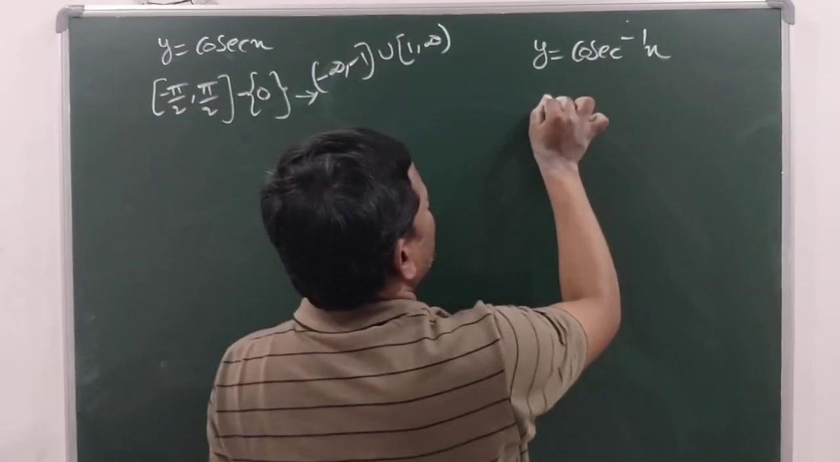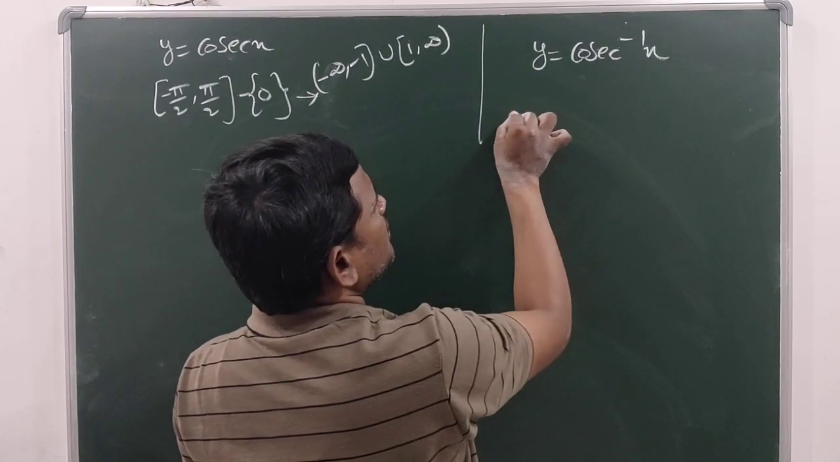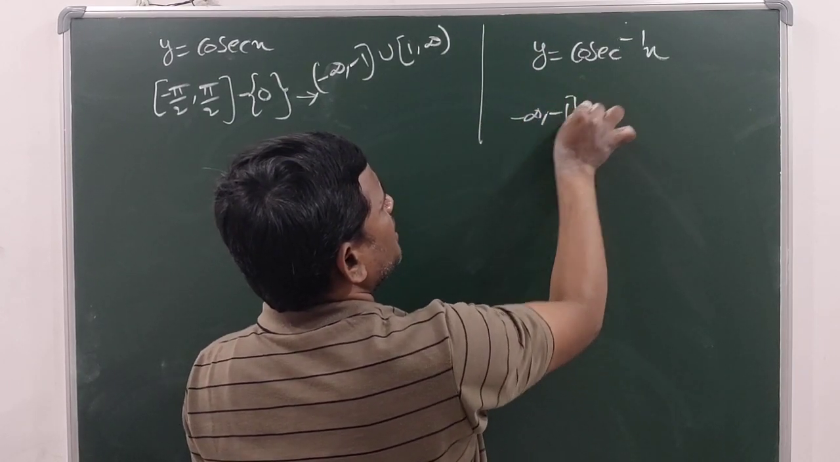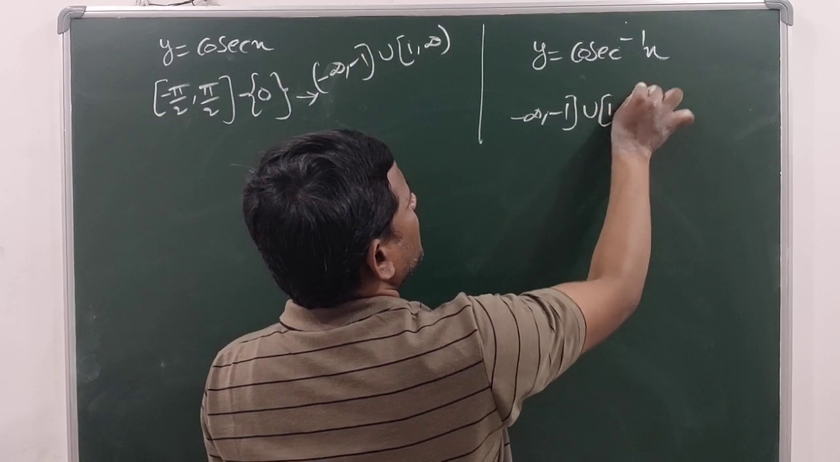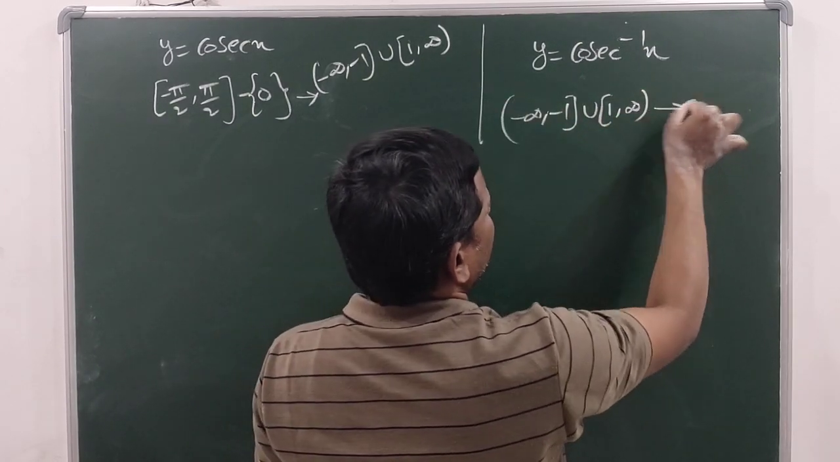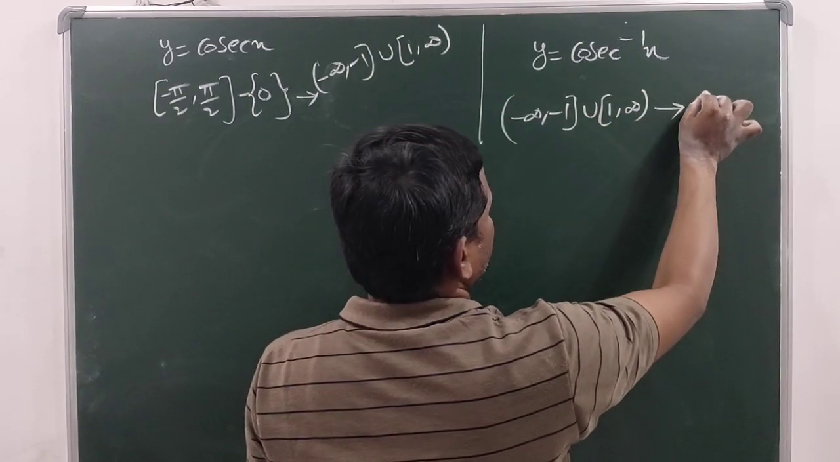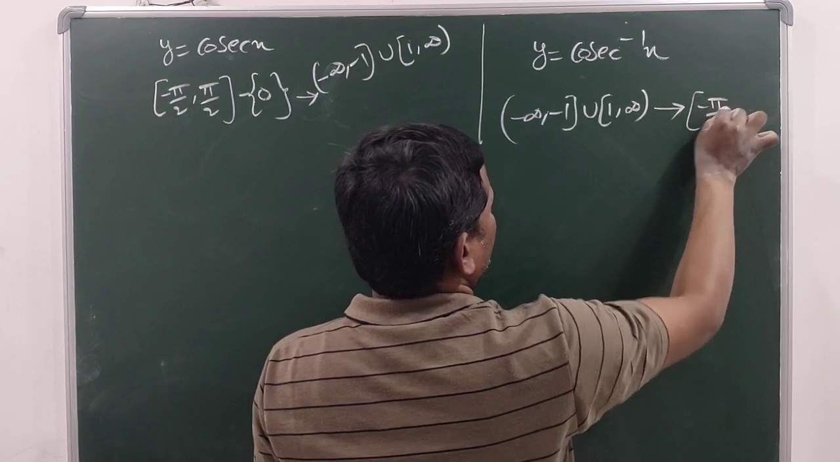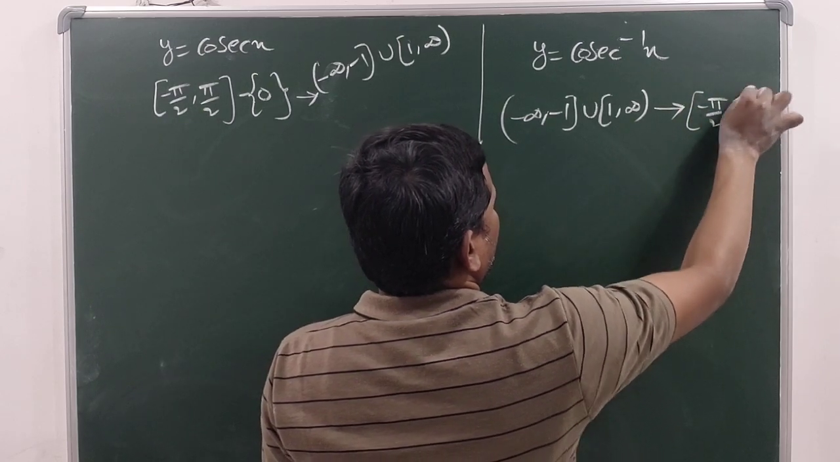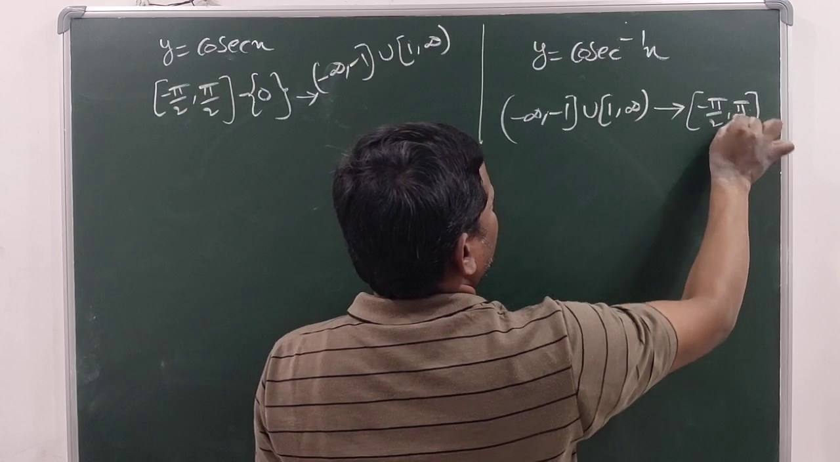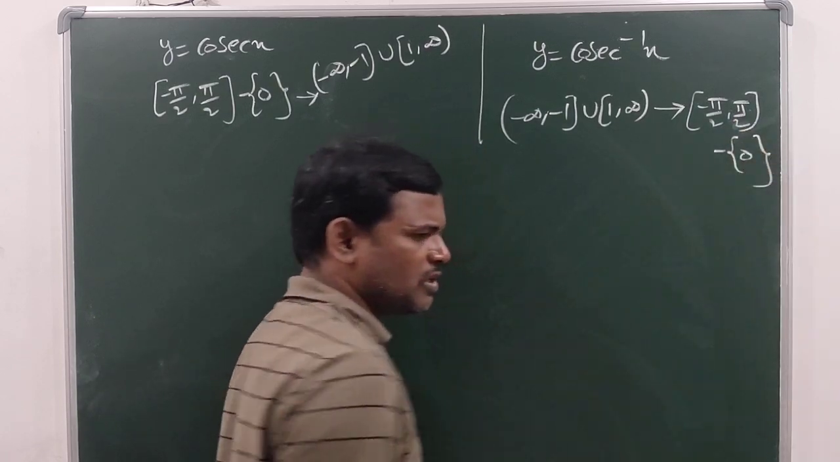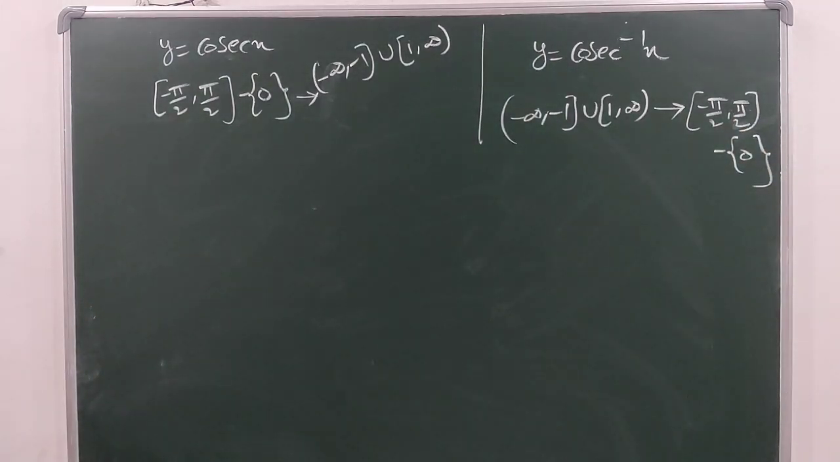minus infinity to minus 1 union 1 to infinity. And whereas for this cosec inverse of x, minus infinity to minus 1 union 1 to infinity is the domain, and the range is the same, minus 90 to 90. So 0 must be subtracted. Okay students, now draw the graphs of those two functions on the same graph paper. Tell me, how do we draw? Same like previous functions only.